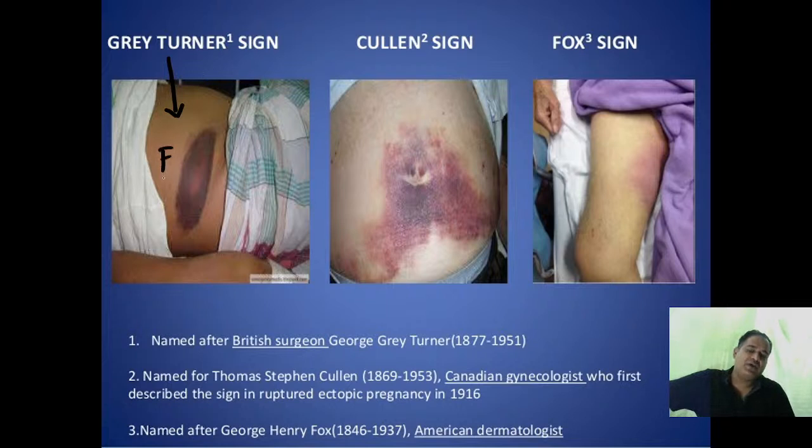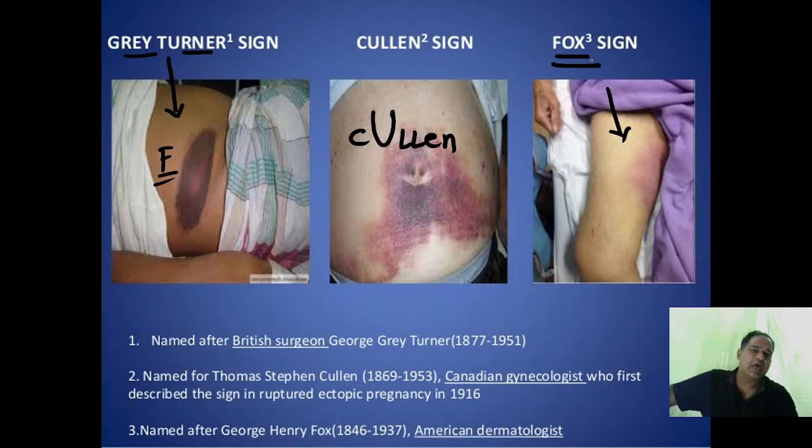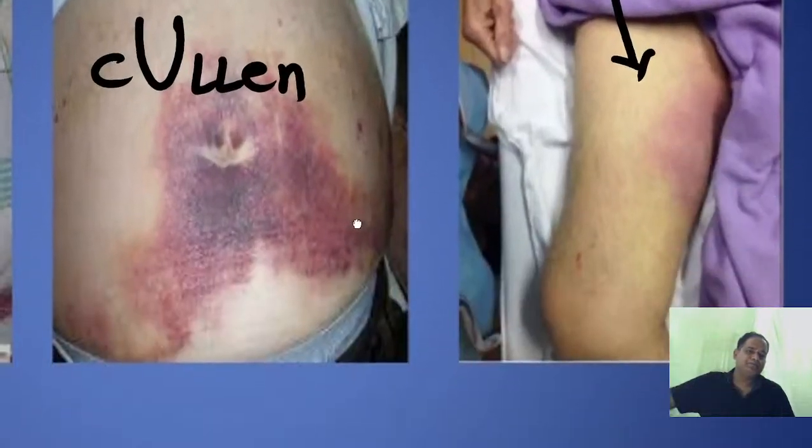If your patient develops it in the flanks, we call it Gray Turner sign. If your patient develops it around the umbilicus, we call it Cullen sign. If your patient develops it on the thighs, in the groin region, we call it Fox sign. Fine? Fox sign.